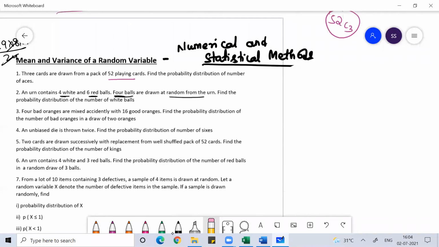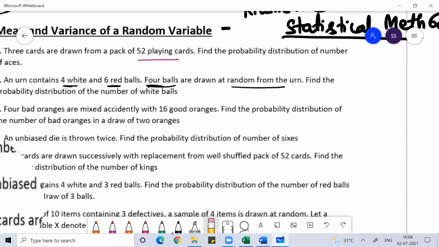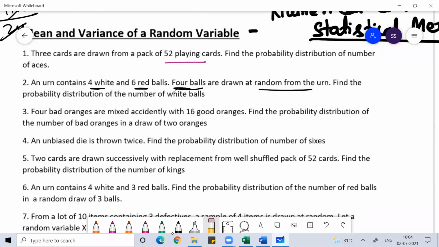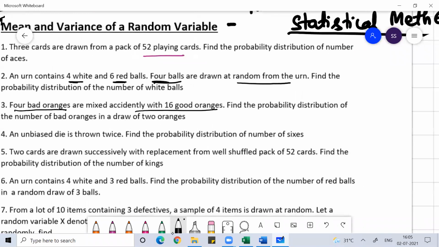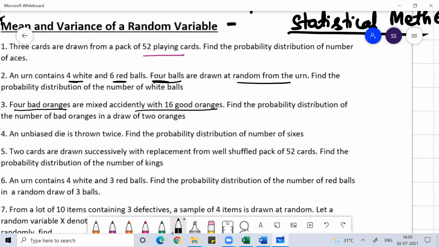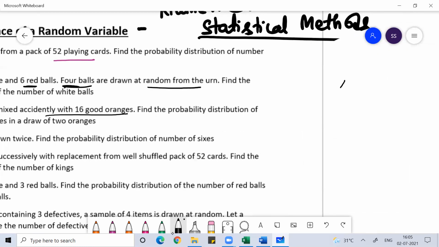Third one, if you see, 4 bad oranges are mixed accidentally with 16 good oranges. So in total you have 20 oranges.